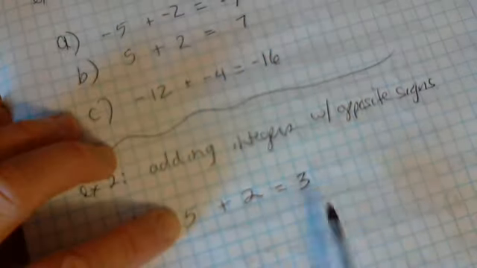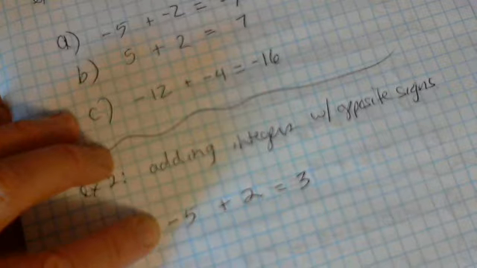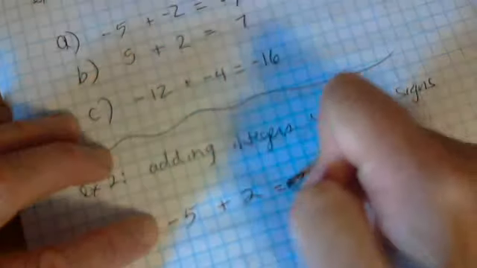And then it says give the answer the sign of the larger number. Well, 5 is larger than 2, and let's look at its sign. It happens to be negative, so this is a -3.